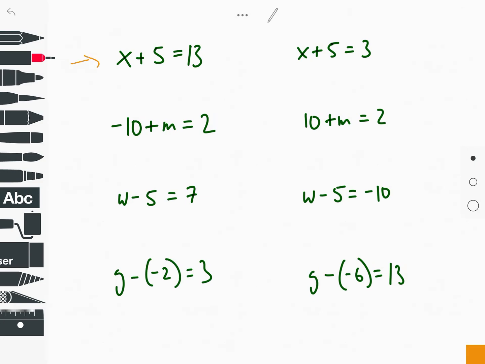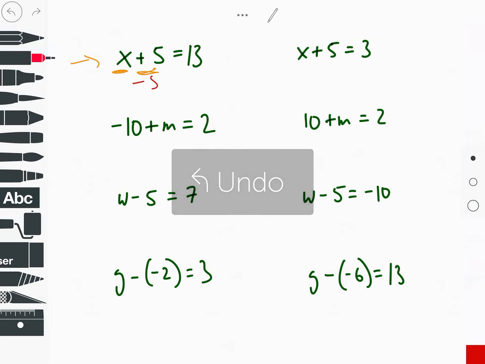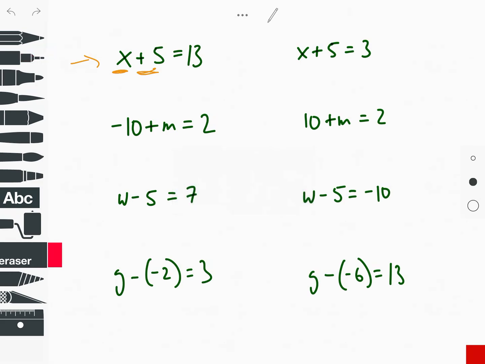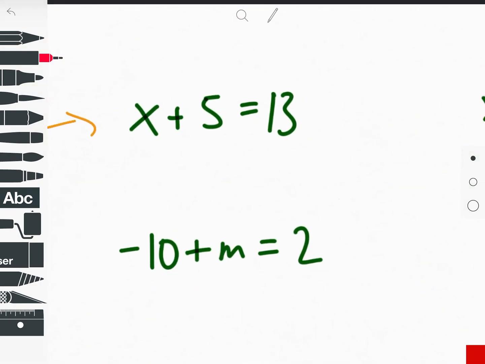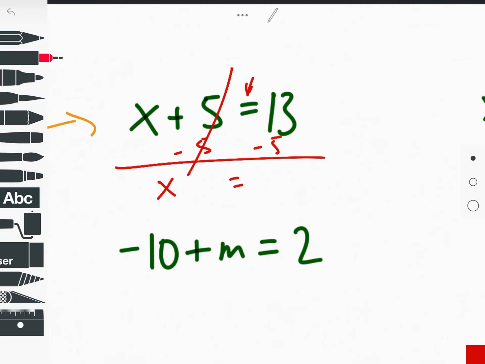So for instance, in this first one here, x plus 5 equals 13, I look at my variable as being x, my unknown, and I'm adding 5 to it. So to undo adding 5, I'm going to subtract 5. I'm going to write a little smaller so you can see what's going on, okay? Now I need to do it to both sides because I've got to keep my equation equal here. So 5 minus 5 goes away, and I'm left with x equals 13 minus 5, which is 8.